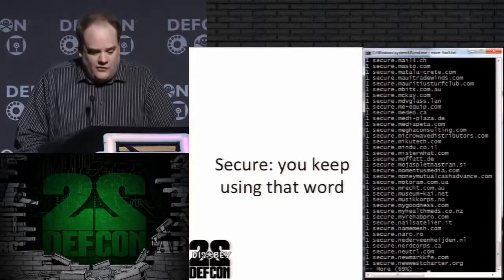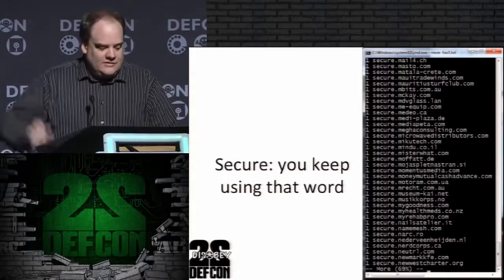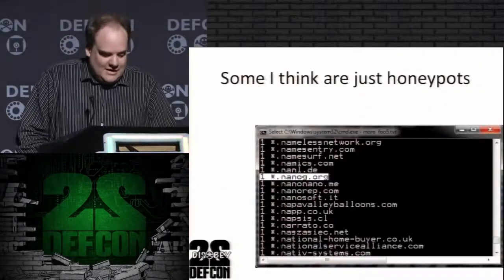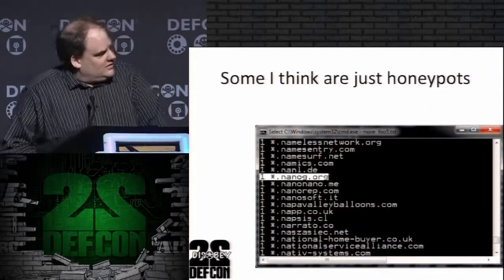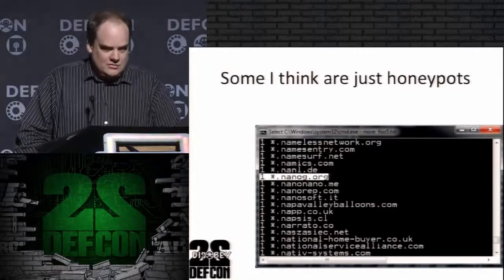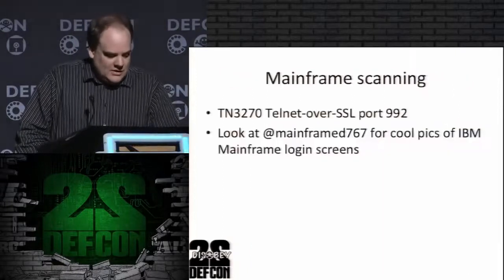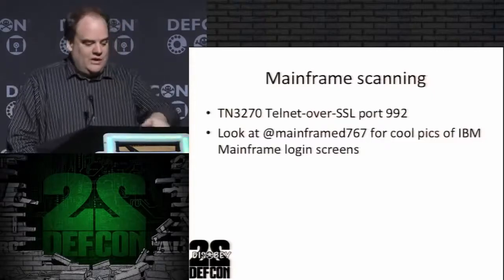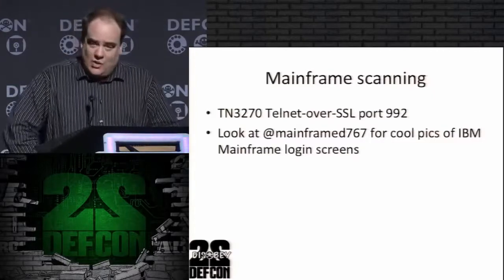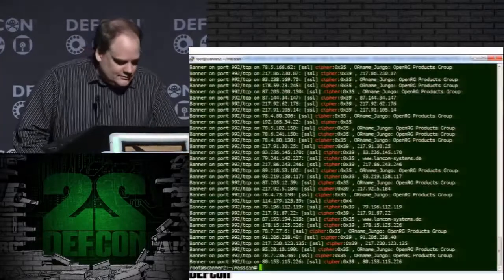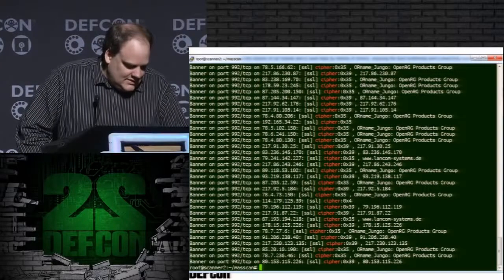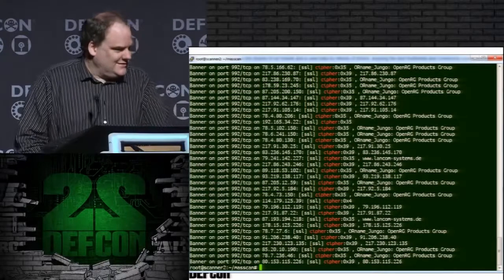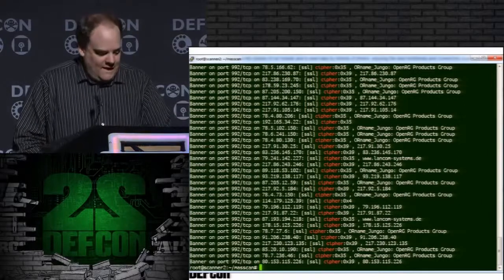But there are some websites that are vulnerable, like one long list that starts with secure dot some domain. Some I think are honeypots, like Nanog, which is the North American Network Operators Group. There's a guy who's doing mainframe scanning and found lots of cool mainframes. I didn't want to include any of his pics here, but they're really rad to see what mainframes are on the internet. That guy has a Tumblr. Live mainframes, like DMV and pharmacies and stuff. What are you doing?